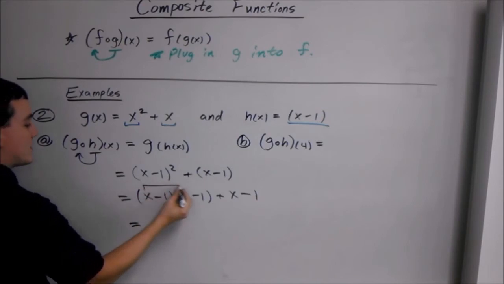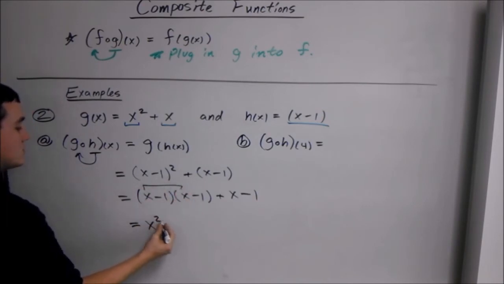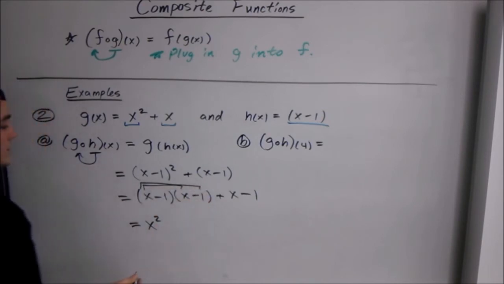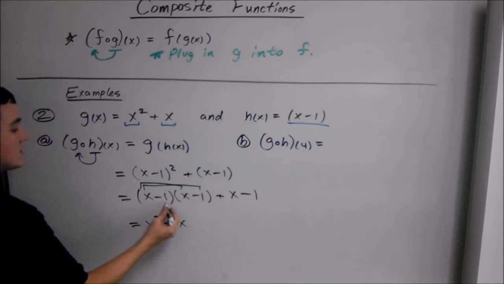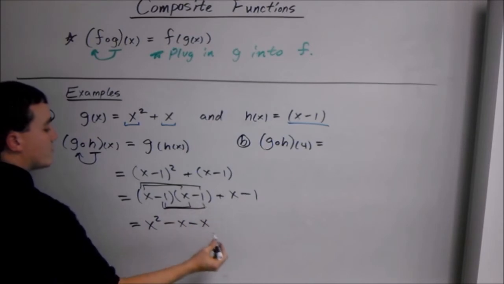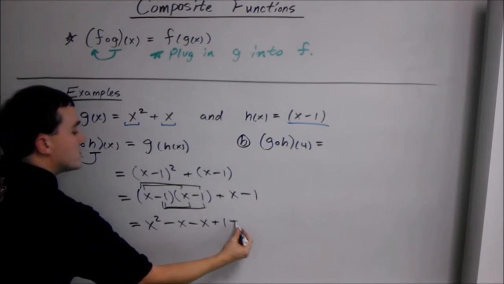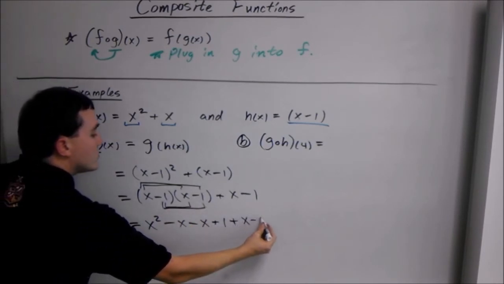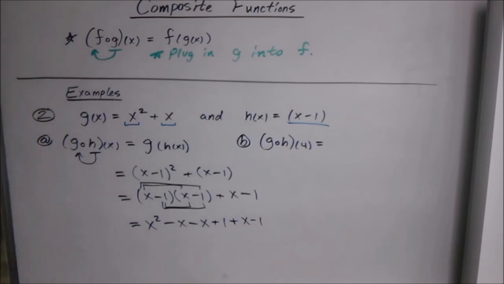So we have x times x is x squared. And we have x times negative 1 is negative x. Negative 1 times x is negative x again. And then negative 1 times negative 1 is positive 1. Plus x minus 1. Then we just add like terms.